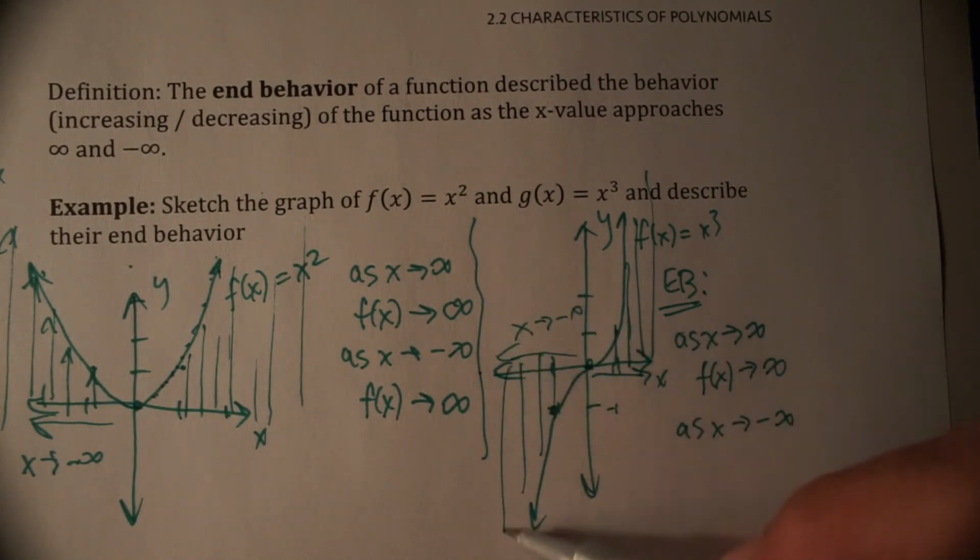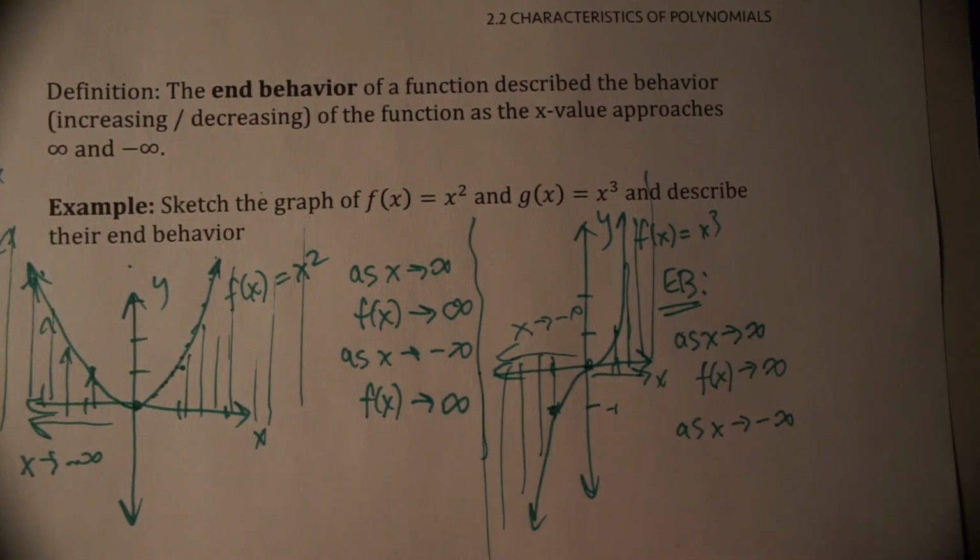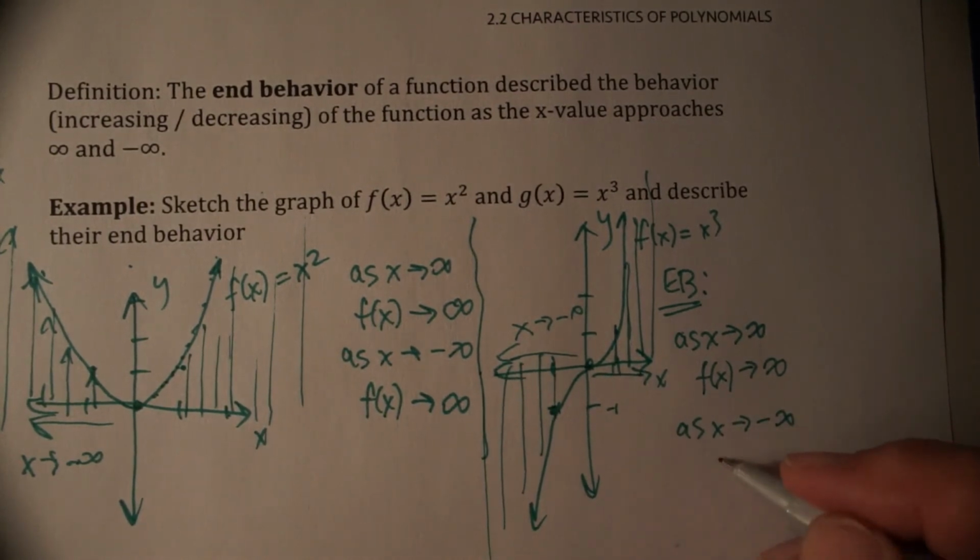And as x approaches negative infinity, that means x is going that way. What is happening to our y values? Clearly, they are getting very, very small, that is, f of x is approaching negative infinity. So that's how we describe the end behavior.